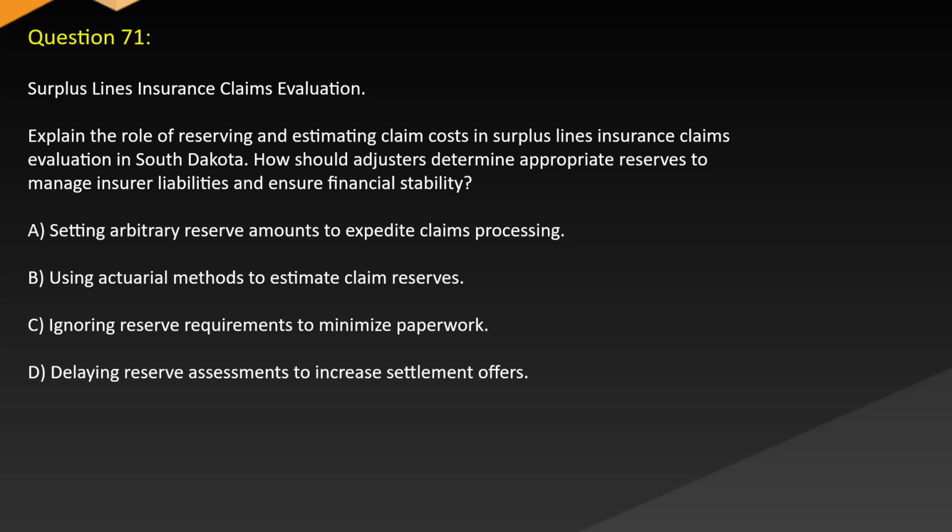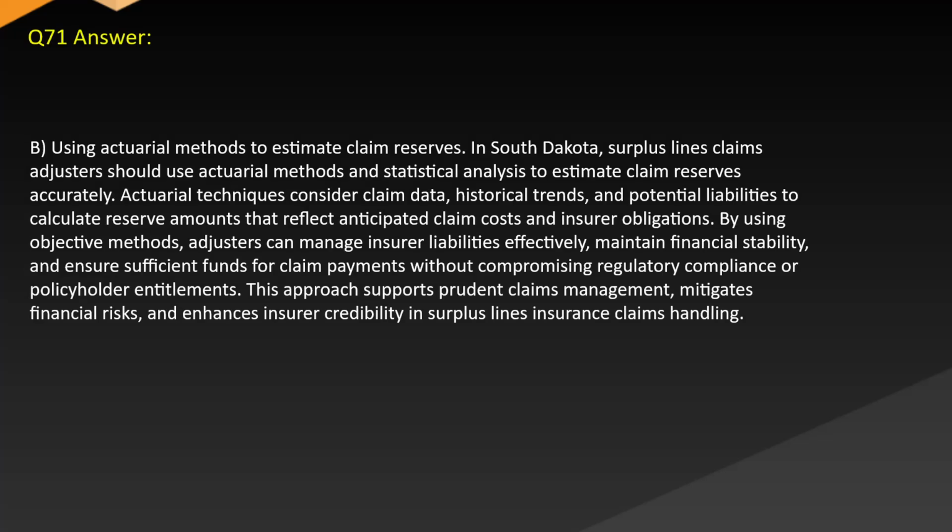A. Setting arbitrary reserve amounts to expedite claims processing. B. Using actuarial methods to estimate claim reserves. C. Ignoring reserve requirements to minimize paperwork. D. Delaying reserve assessments to increase settlement offers. Answer is B. Using actuarial methods to estimate claim reserves.